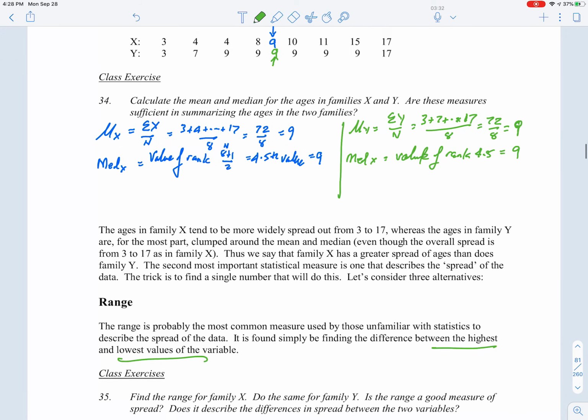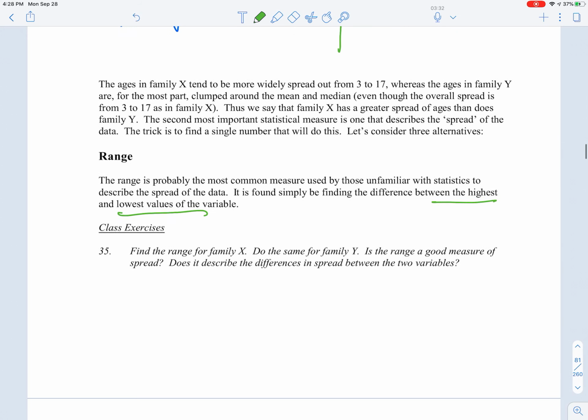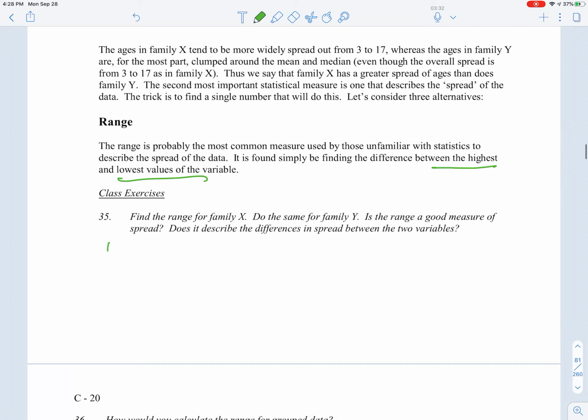It's just simply found by taking the difference between the highest and the lowest values. So let's take a look then at family X and family Y. The lowest values are 3 in each case, and the upper values are 17 in each case. So let's just write that down. So the range then for family X is going to be equal to the highest minus the lowest, which is 17 minus 3, equal to 14. And the range for Y is equal to the same thing.